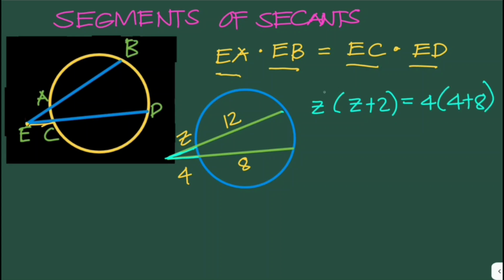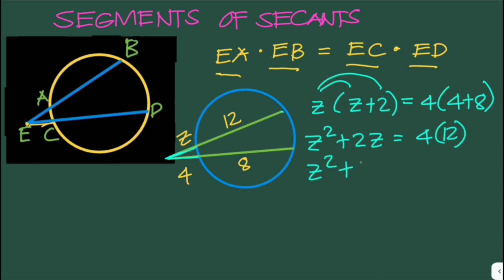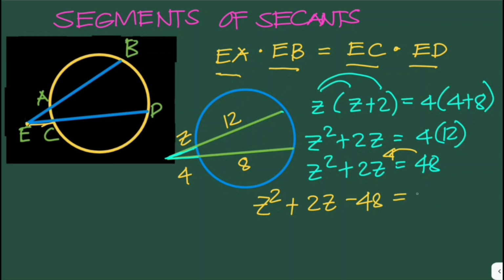Now we distribute Z here. So this is just Z squared plus 2Z equals 4 times 12. So this is Z squared plus 2Z equals 48. All right, so we have a quadratic equation here. We can move or transpose 48 to the left. Then our equation would be z squared plus 2z minus 48 equals 0.